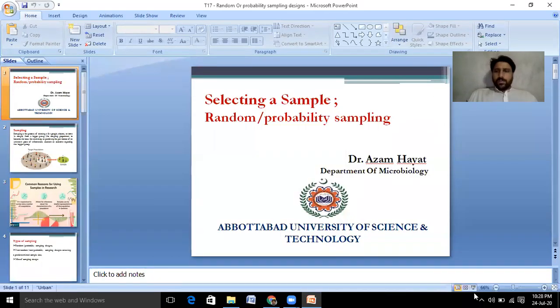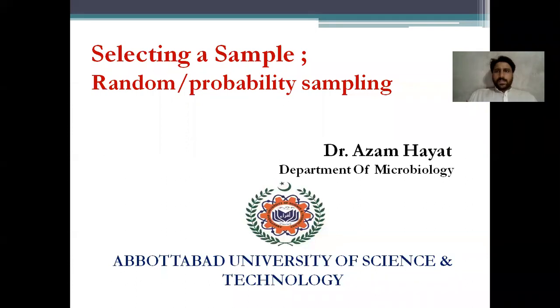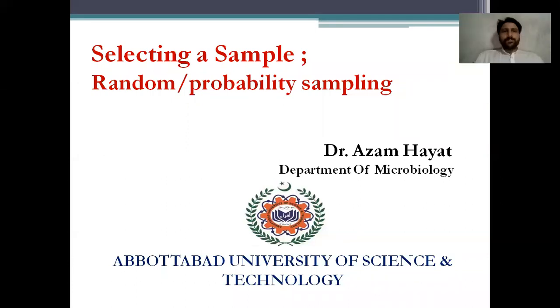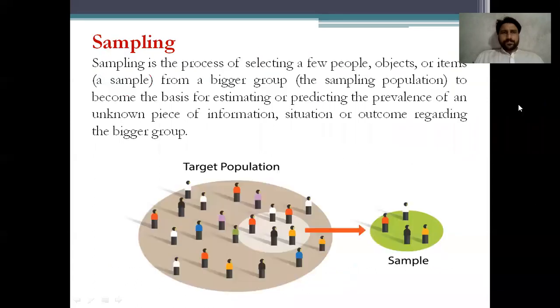Bismillahirrahmanirrahim. The topic of this lecture is selecting a sample through probability or random sampling technique. Previously we discussed that sampling is the process of selecting a few people, objects, items, or any other data, that is a sample, from a bigger population, the sampling population, to become the basis for estimating or predicting the prevalence of an unknown piece of information, situation, or outcome regarding the bigger group. If you have identified your target population, then from that you collect a representative of the population as the sample.